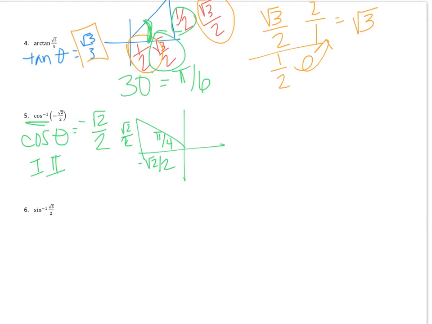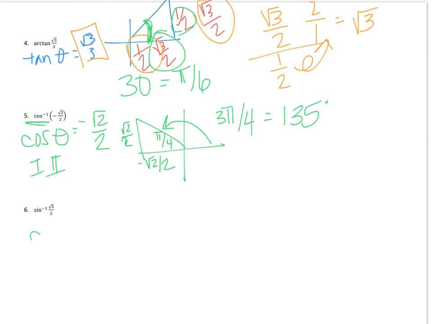So I'm at pi over 4, but if I just say my answer is pi over 4, that puts it in quadrant 1. I want to give the bigger angle that leads it into quadrant 2, which would be 3 pi over 4, or 135 degrees.